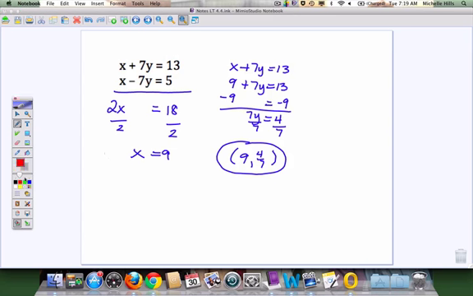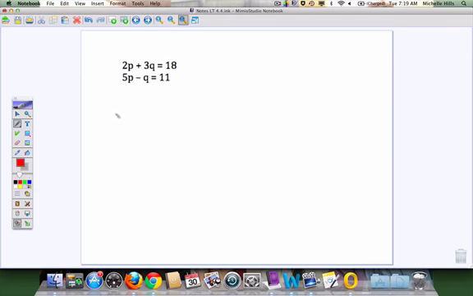To check this, I'm going to go to my equation I didn't just use, put 9 in for x and 4/7 in for y, and check it by punching that in my calculator. 9 minus 7 times 4/7, it's not 7 and 4/7, it's 7 times 4/7, is 5. So that's true. That is the answer to my system of equations.